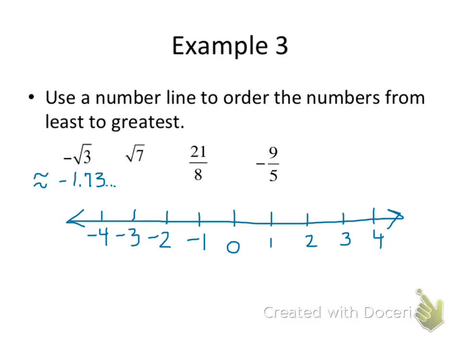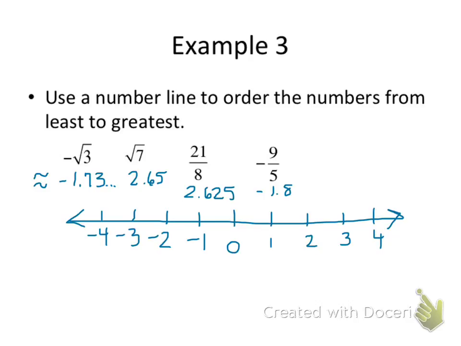The square root of 7, decimally approximately 2.65. 21 over 8 is exactly 2.625, and the negative 9/5 is a negative 1.8. So then if you graph them on the number line, you can help to see where they go.